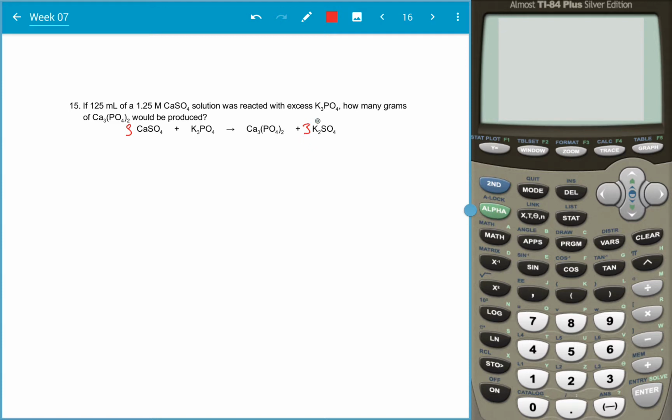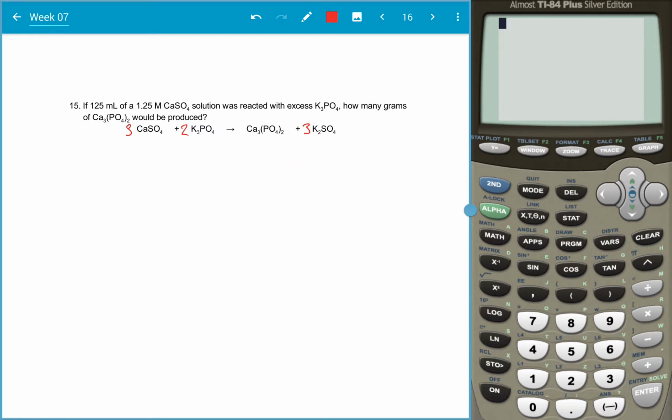Now, doing that has given me 6 potassiums, so I'm going to have to add a 2 in front of the potassium phosphate in order to have 6 potassiums on the reactant side. And lastly, I have 2 phosphoruses, and I have 12 plus 8, so 20 oxygens on the reactant side, and I have 8 plus 12, or 20 oxygens on the product side. They were balanced by the time I got there.